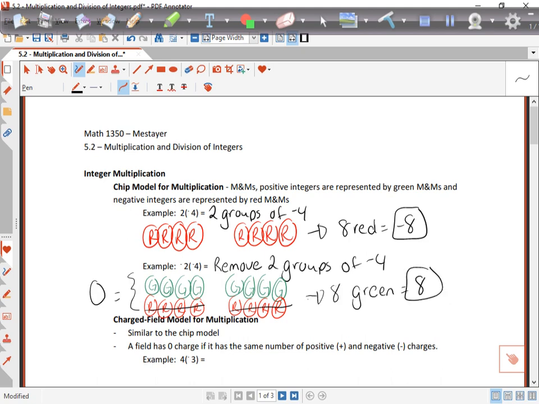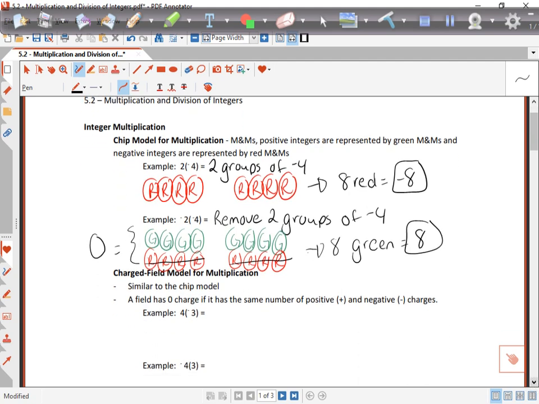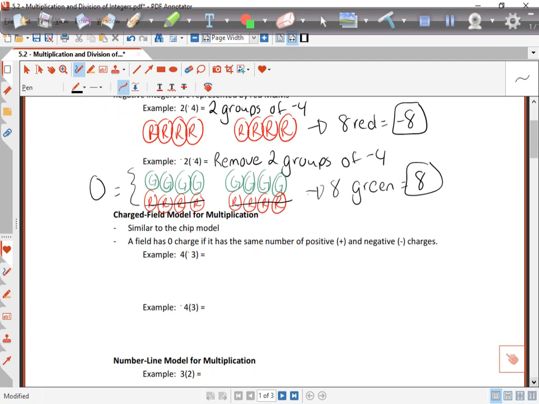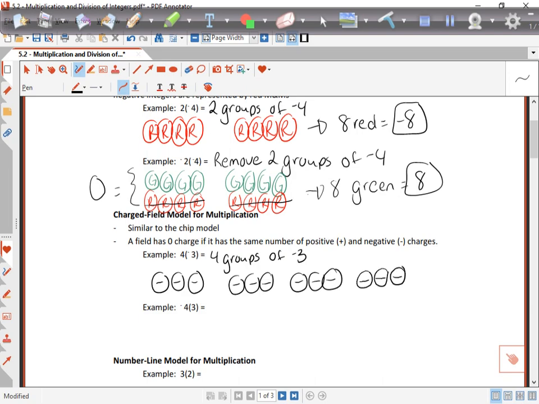Same thing happens with the chip model, the charge field model. A field has a 0 charge if it has the same number of positives and negatives. That's the idea we were talking about just a minute ago. So still going to write it out. This will be 4 groups of negative 3. 1, 2, 3. 1, 2, 3. 1, 2, 3. 1, 2, 3. And this would be equivalent to negative 12.